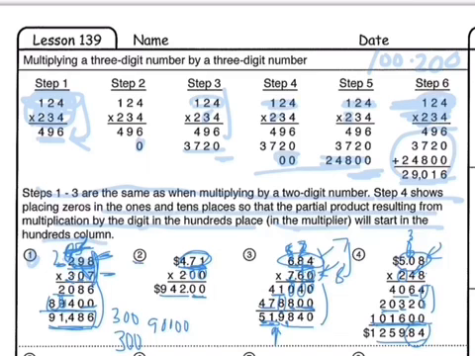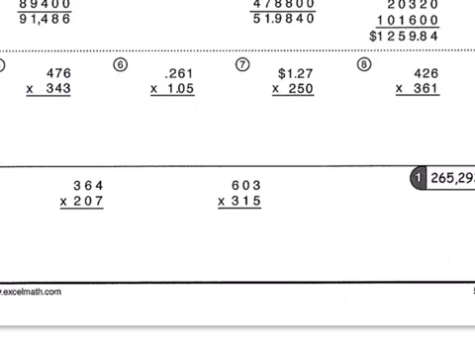All right, let's go to the next part of the lesson. Okay, we're going to try some of these together here. Let's do the first one completely together. I'm going to talk you through it, get your pencil ready, and kind of see if you can keep up with me. We'll just do it together here, okay?